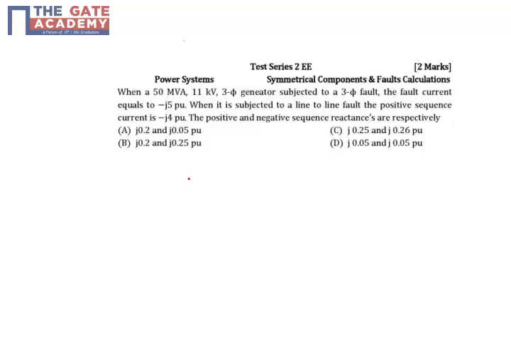For a three-phase fault, the fault current IA1 is equal to EA by the positive sequence reactance Z1. So this implies Z1 equals EA by IA1. Taking Z as per unit, EA is 1, and the current is given as minus J5 per unit. So this is nothing but J0.2 per unit. This is the positive sequence.